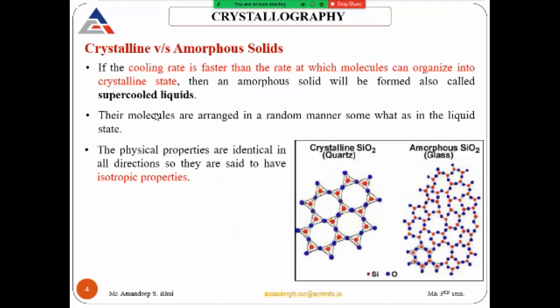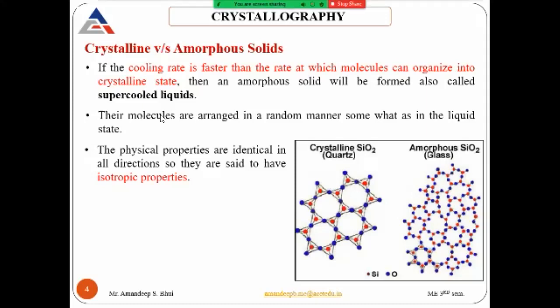Now, if we look again at the difference between a crystalline versus the amorphous solid. Amorphous solid forms if the cooling rate is faster than the rate at which molecules can arrange into the crystalline state. Okay. So then what happens? Amorphous solids are formed. They are also known as supercooled liquids. Okay. Now, their molecules are arranged in a random manner, and the physical properties are identical in all directions, and hence they are isotropic. They have isotropic properties. Okay.